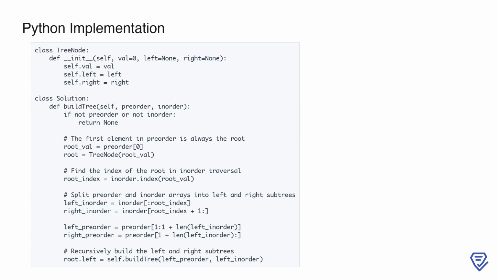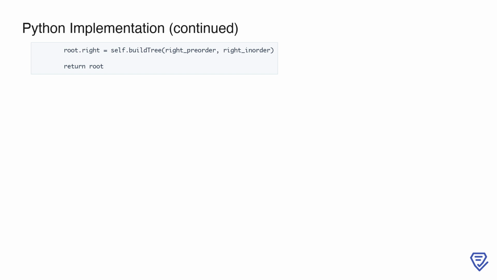Finally, we recursively call buildTree to construct the left subtree, passing in the appropriate slices of the preorder and inorder lists. Once the left subtree is built, we proceed to construct the right subtree. This is done by making another recursive call to the buildTree method, this time passing the slices of the preorder and inorder lists corresponding to the right subtree. After both the left and right subtrees have been constructed, we attach them to their respective positions in the root node. At this point, the entire tree has been reconstructed, and we return the root node. This approach ensures that we correctly build the binary tree while maintaining the relationships specified by the preorder and inorder traversals.